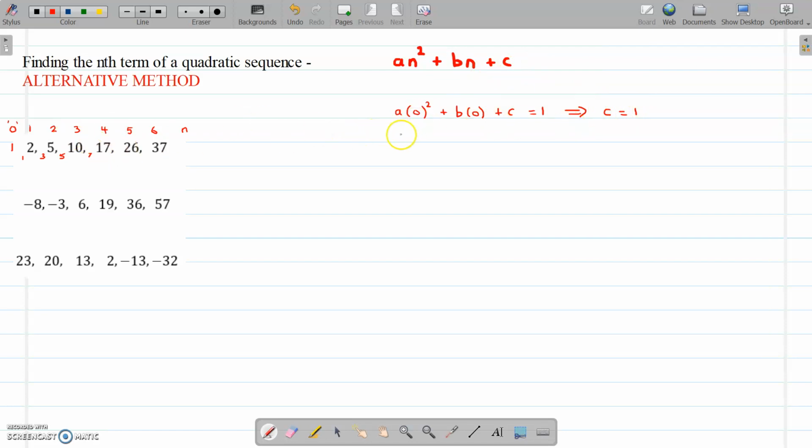Now I look at the first term, and in the first term n is 1. So a times 1 squared plus b times 1 plus c, which I now know to be 1, equals the first term in the sequence, which is 2. Remember, the 1 is the zeroth term. From that I can say that 1a plus 1b plus 1 equals 2. So a plus b plus 1 equals 2. Therefore, if we take 1 from both sides, we have a plus b equals 1.